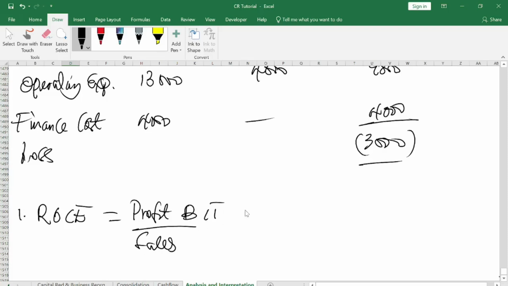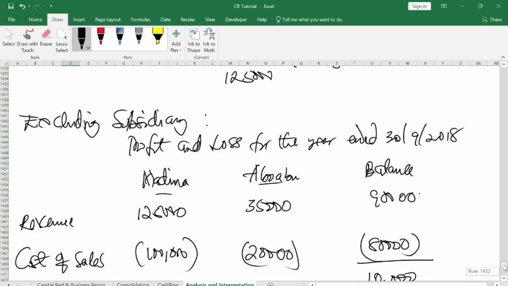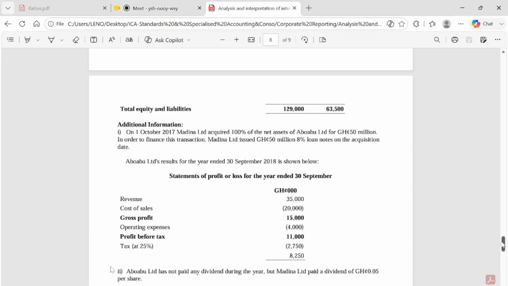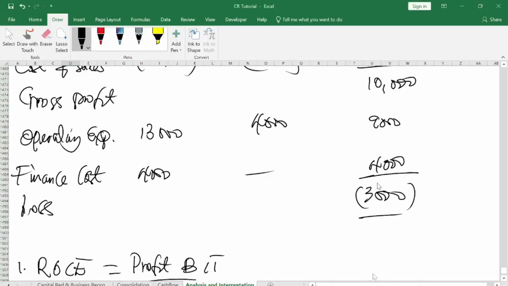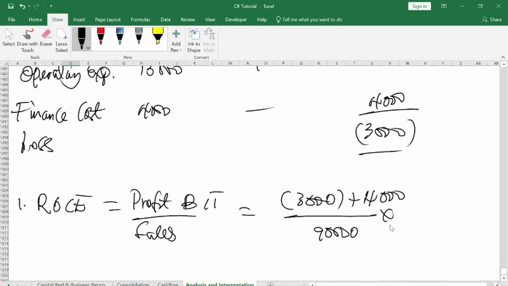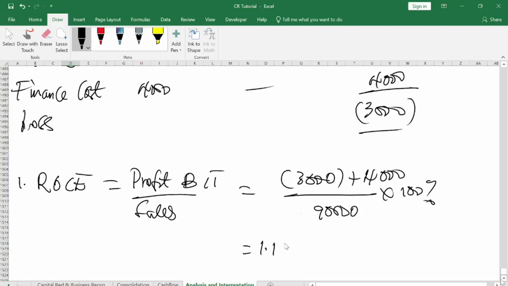By sales. So what is the profit before interest and tax? It is 4,000 minus 3,000. The profit before interest and tax is negative 3,000, right? Then we add back finance cost, 4,000. So how much would that be? It will be 1,000. All divided by sales. Sales is how much? 90,000 times 100%. What do you have? 1.1%.